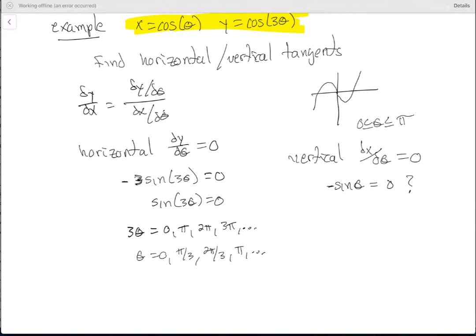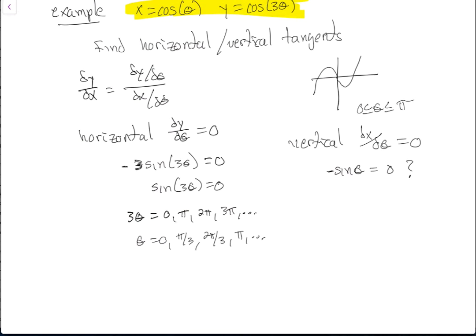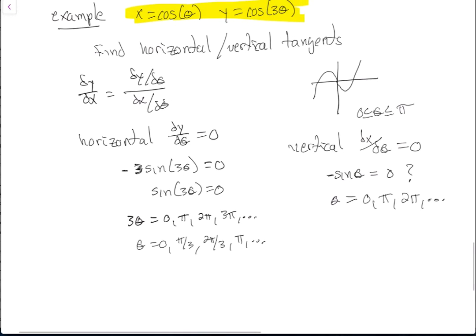So, negative sine theta is going to equal 0. Again, sine of 0, sine of pi, sine of 2 pi, so on and so forth. So the thing inside the sine function has to be 0, pi, 2 pi, so on and so forth. Now, if we think of our domain as being just 0 to pi, before we start to retrace our graph, we can see theta equals 0 and theta equals pi are the two that satisfy that.